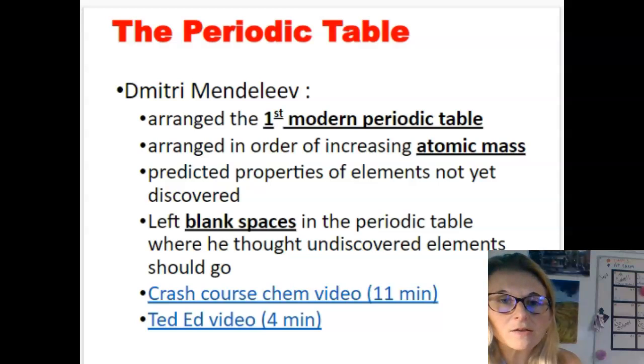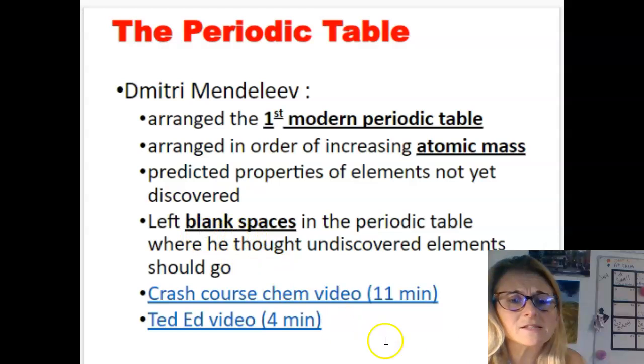There were quite a few elements that people have known about since ancient times, which the Greeks and the Romans used. But based on his knowledge of elements that had already been discovered, he could predict what elements would be discovered. And so he left blank spaces on the periodic table for those elements to fill in. And we are going to watch a video, but not in this part of the lecture.